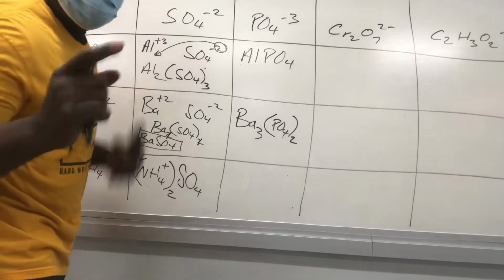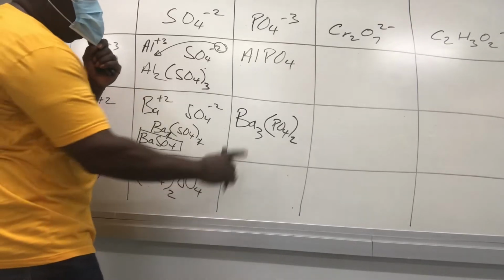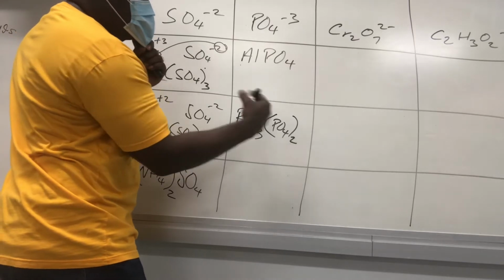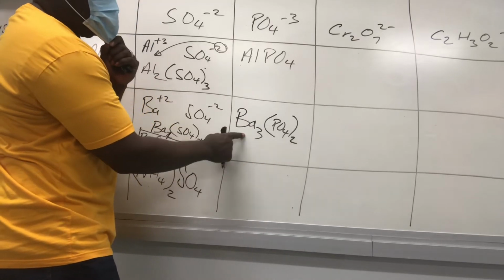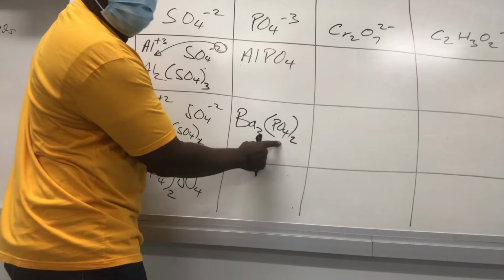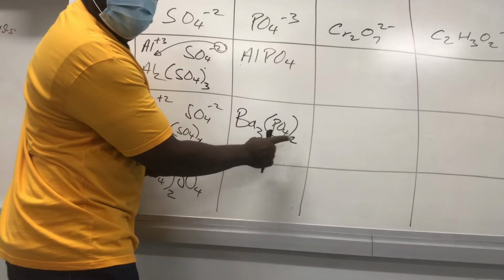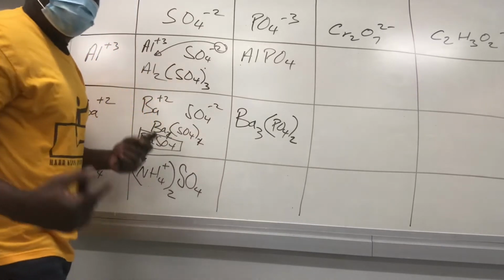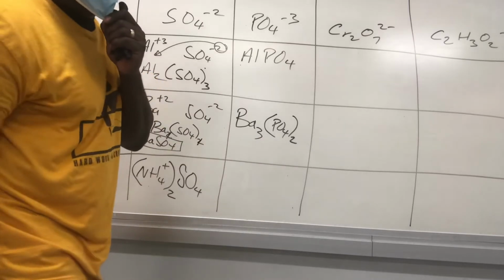Notice, once again, as we said in the binary examples, there's no charges here, right? It's understood the first one is a positive ion. It's understood the second one is a negative ion. We're just balancing the charges by switching the numbers.